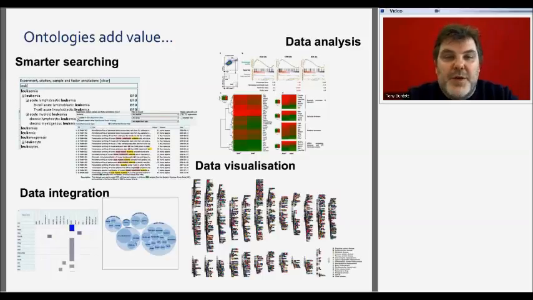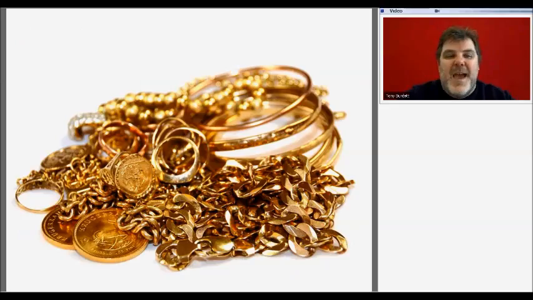But just on top of the things that we're doing in biosamples, ontologies add way more value than this. Smarter searching is the one that we're trying to provide functionality for in biosamples, but you can use ontologies as a key component in data integration, data analysis, and visualization of your data. Which gets us to the end of the gold analogy. We've taken our raw gold materials, we've melted it down, and we've turned it into something a bit more beautiful, something a bit more valuable, and hopefully something really highly useful.